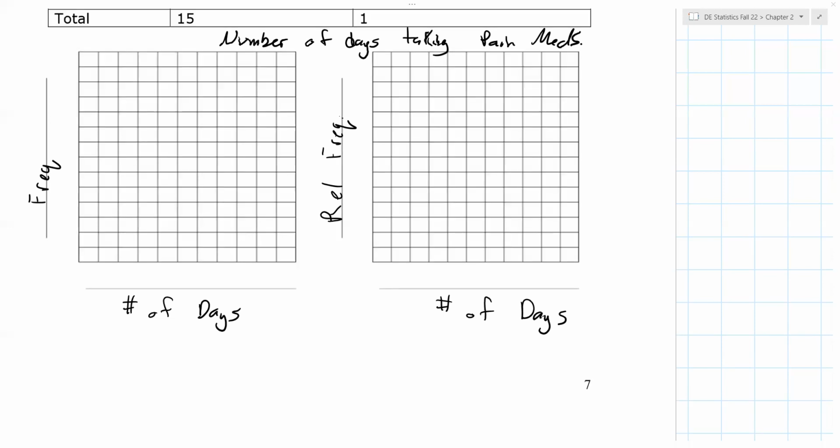Next, I need to come up with my scale. Now, I don't have to start at 0. I don't have to start at 1. If you want to, you can, but you don't have to. So when you don't start at 0, you put that little break in the graph to show that, hey, this first box isn't going to be the same as the rest of the boxes. It's called a graph break.